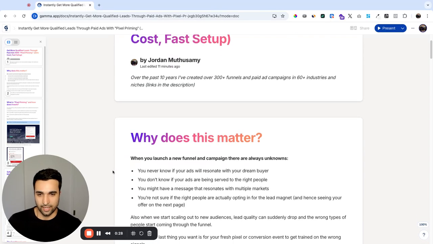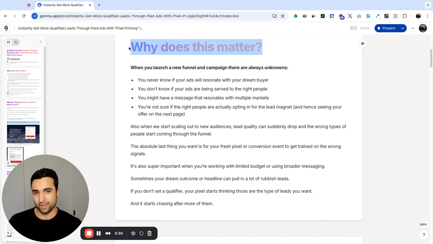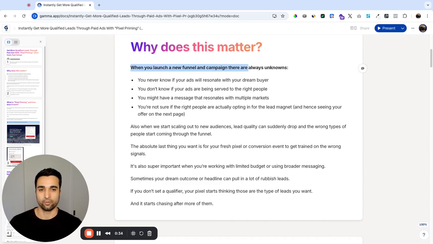So to get into the content, I want to touch on why this matters in the first place. When you launch a new funnel and campaign, there are always going to be unknowns. You never know if your ads will actually resonate with your dream buyer. You don't know if the ads are going to be served to the right people. You might have a message that resonates with multiple markets or sub-markets. And then on top of that, you're not sure if the right people are actually opting in for the lead magnet and hence seeing your irresistible offer on the next page.